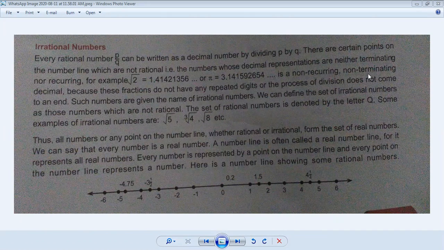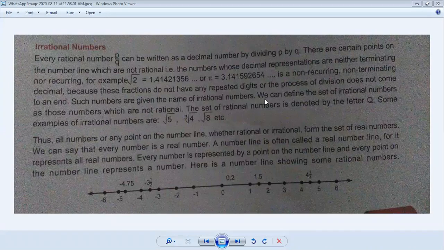I hope you are getting it. It is a non-recurring and non-terminating decimal. Such non-terminating and non-recurring decimals are called irrational numbers. The fraction does not have any repeated digits, and the process of division does not come to an end. You do not get any exact decimal value, nor do you get any recurring decimal value, but the number goes on. Such numbers are called irrational numbers.